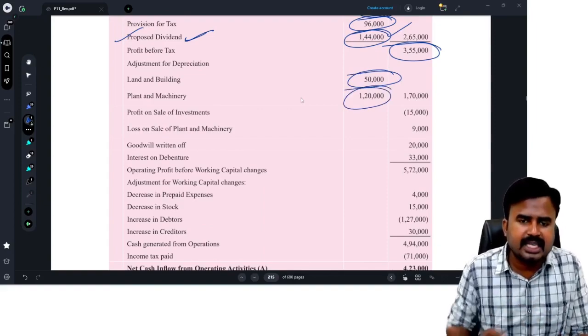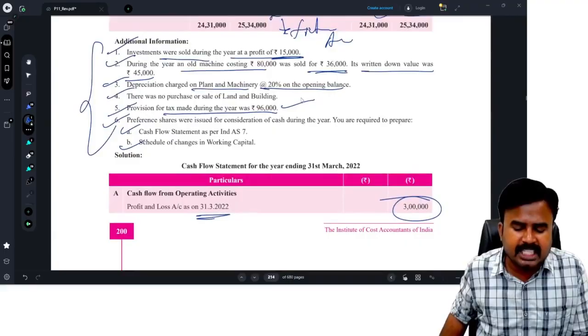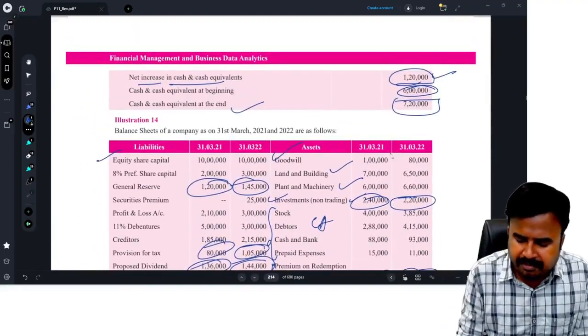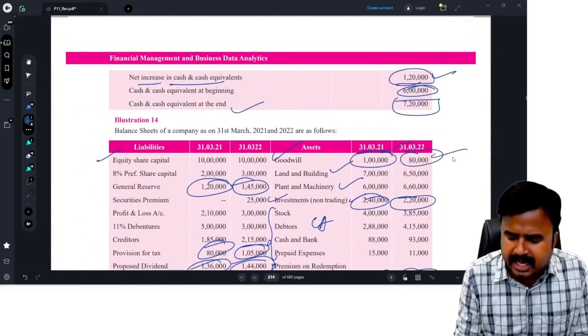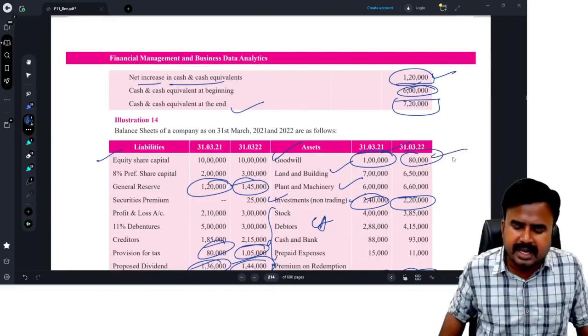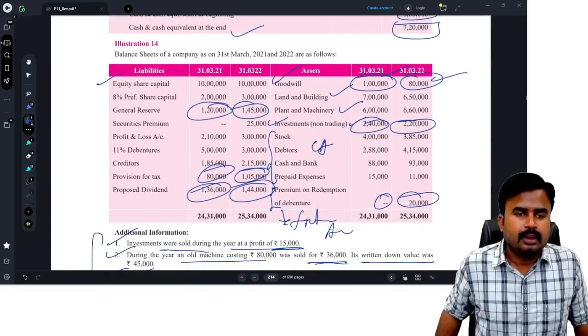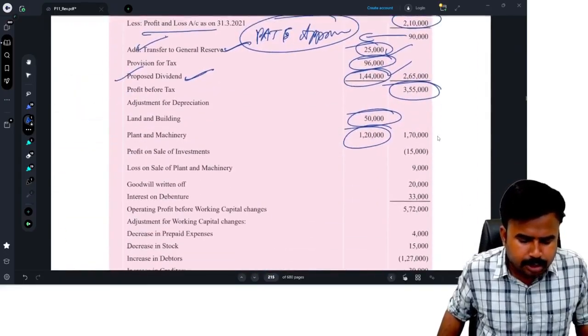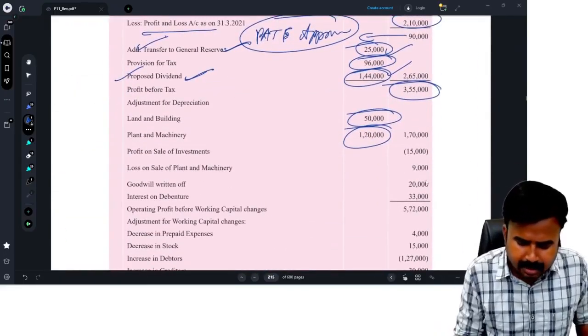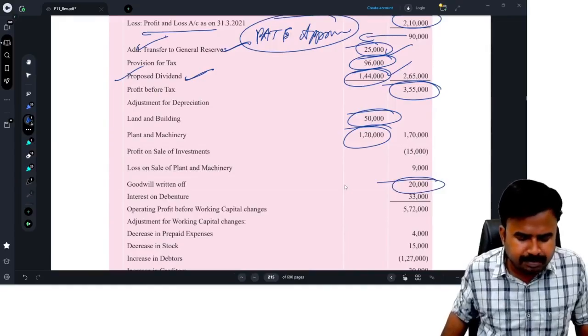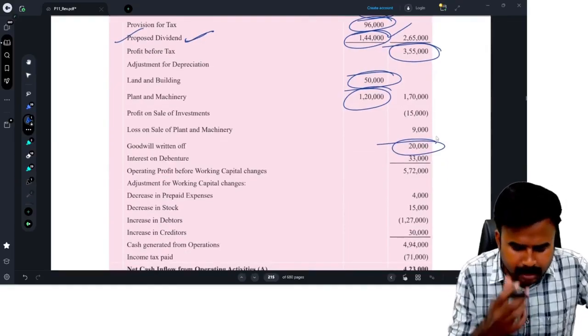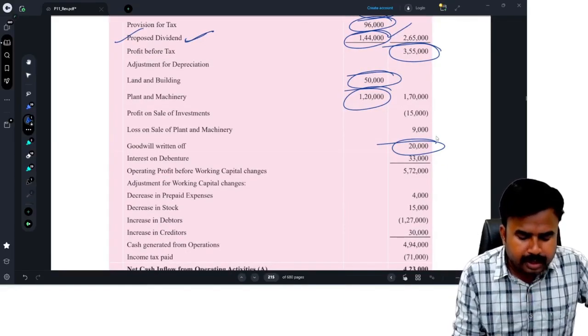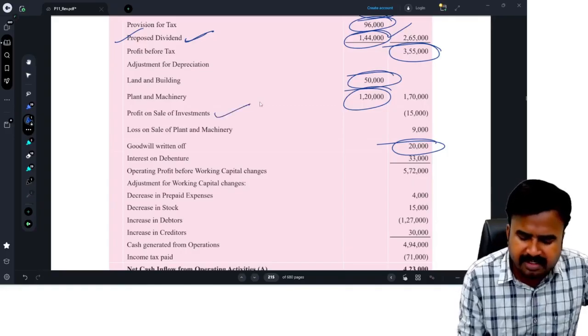Apart from such non-cash transactions, I should also refer intangible assets and fictitious assets. We have one goodwill. Opening 1 lakh, closing 80,000. The difference 20,000 is current year write-off. That is 20,000 goodwill written off. So that should have been added here. See, here is the number 20,000. That is one more non-cash item. Yes, depreciation is over. And then I can go for non-operating items like profit on sale of investments.